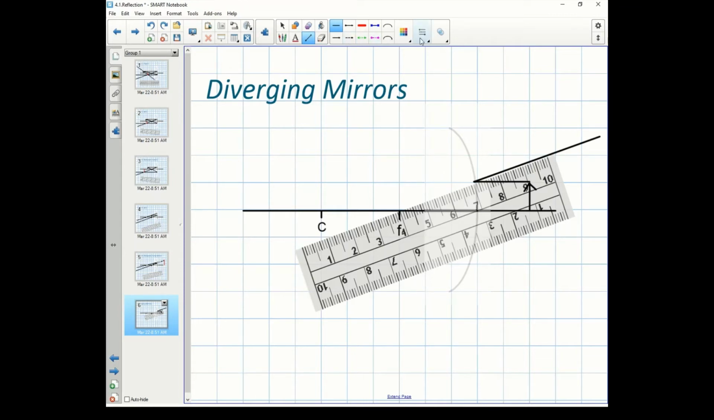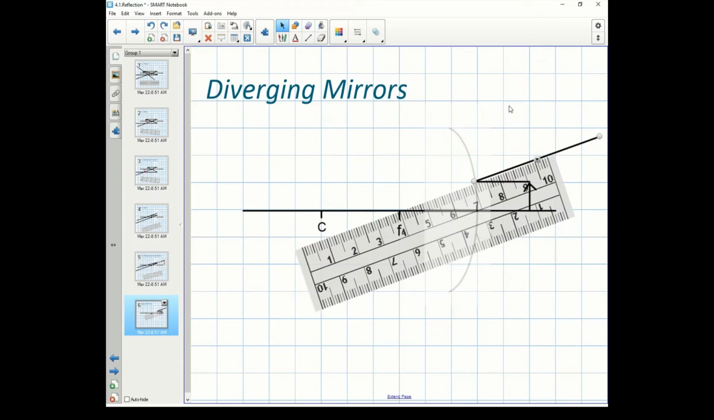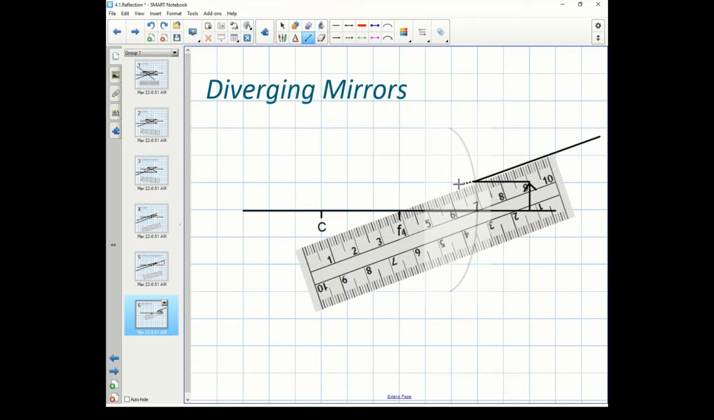But what I'm also going to do is extend that line inside of the mirror here. So I'm just going to extend that line inside of the mirror. Oops, I wanted a dotted line. Like that. And you can see it go through that focal point there.